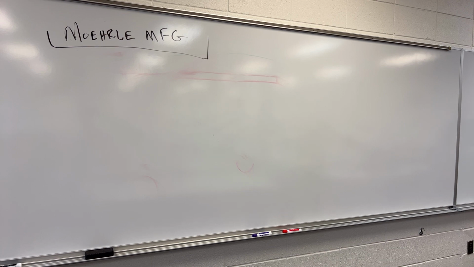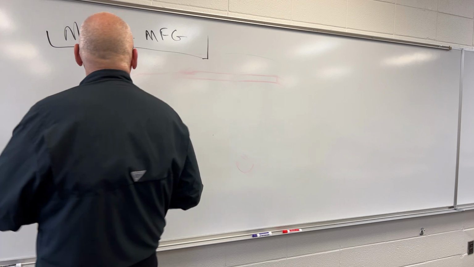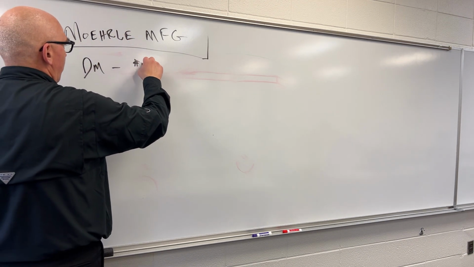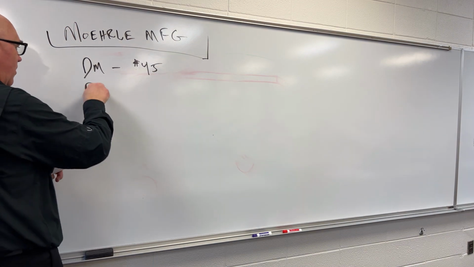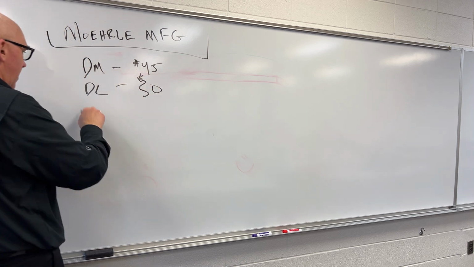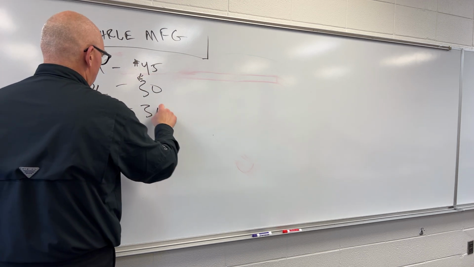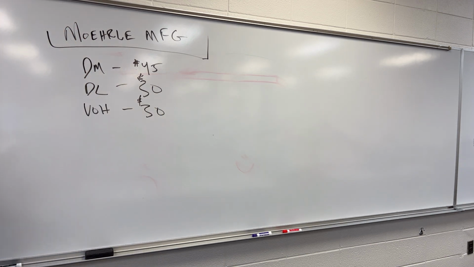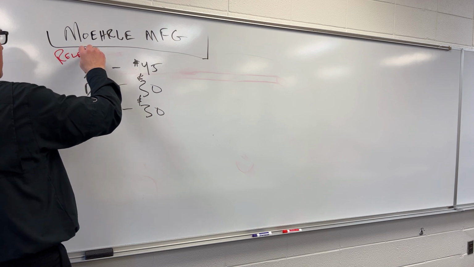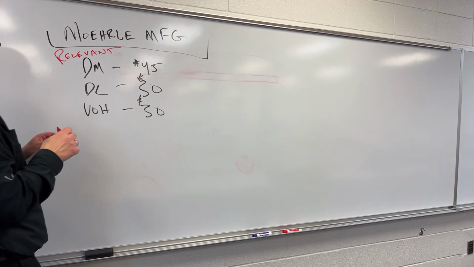So let's write some numbers down. What was the direct materials cost here? It was 45. What was direct labor? Labor was 30. And how about variable overhead? 30. And then fixed was 22. But is the fixed cost relevant? So these are only relevant costs right here. Okay.